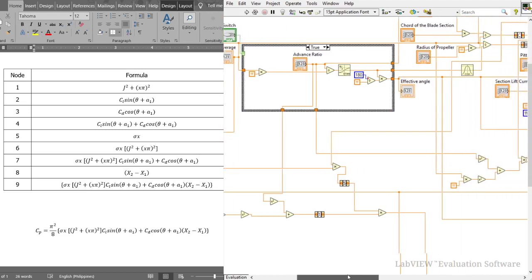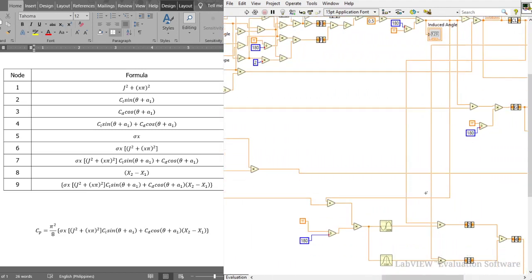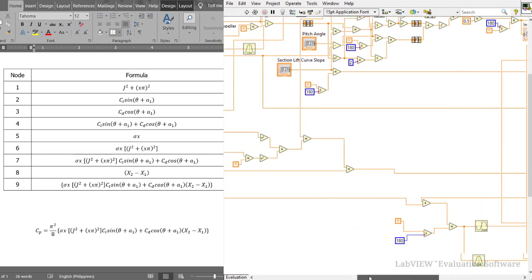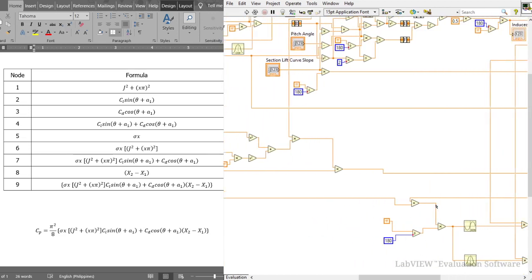Moving on to the next equation, we get the sum of the induced angle and effective angle that we will later multiply. In this software, radians are used instead of degrees. So we divide the sum of the induced angle and effective angle by pi over 180. Therefore, the result is now in radian form.